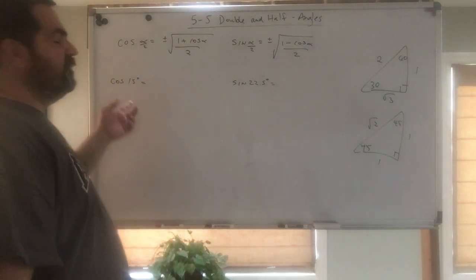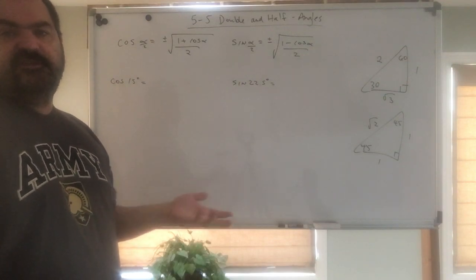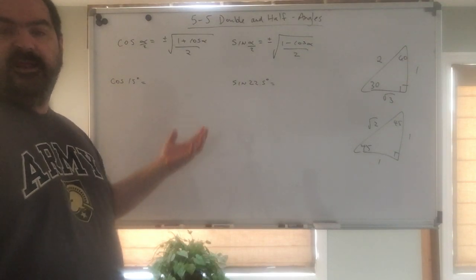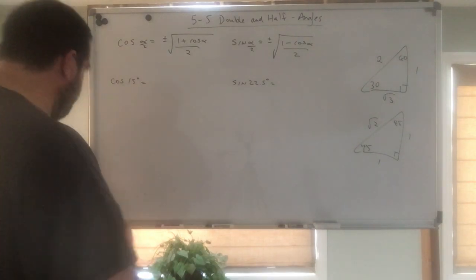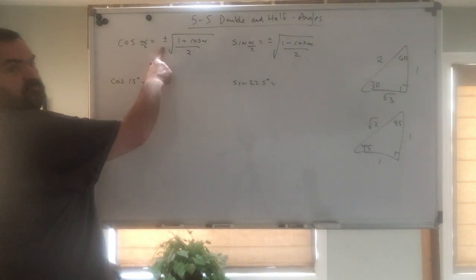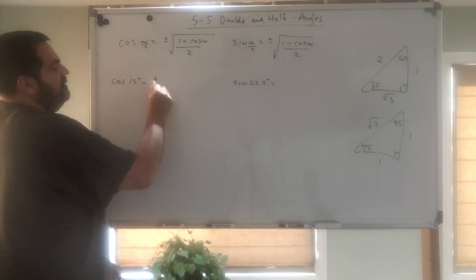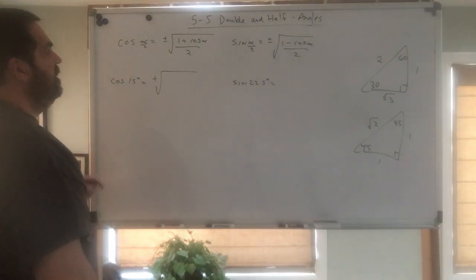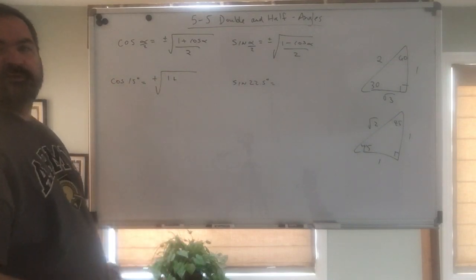Okay? So cosine of 15, again, I could have done 45 minus 30 or 60 minus 45 and used that formula and got an answer. It would look a lot different, this answer, but it'd be equivalent. So the formula starts us off with plus or minus. Well, cosine of 15 is in quadrant 1, positive. Then it says 1 plus cosine of alpha.